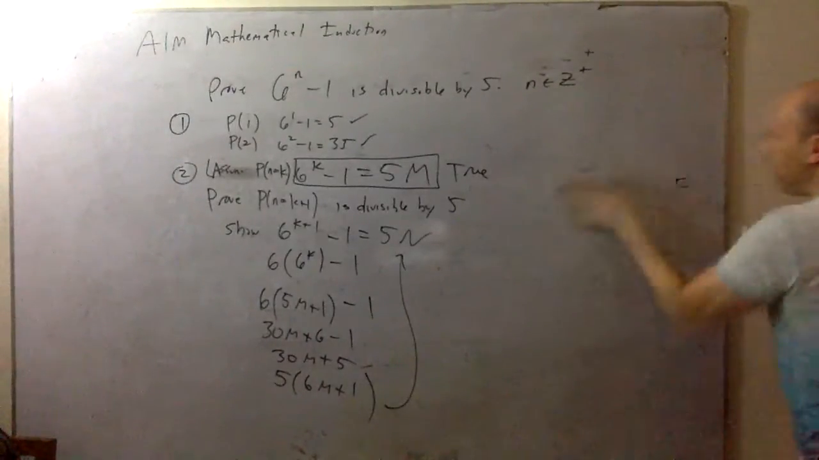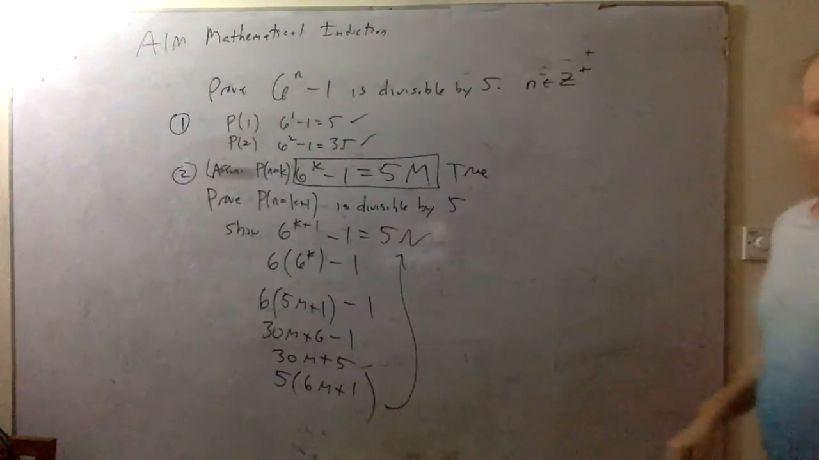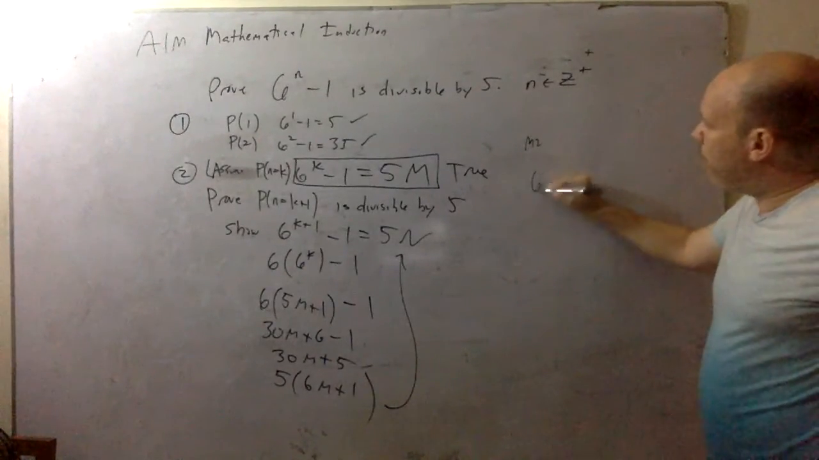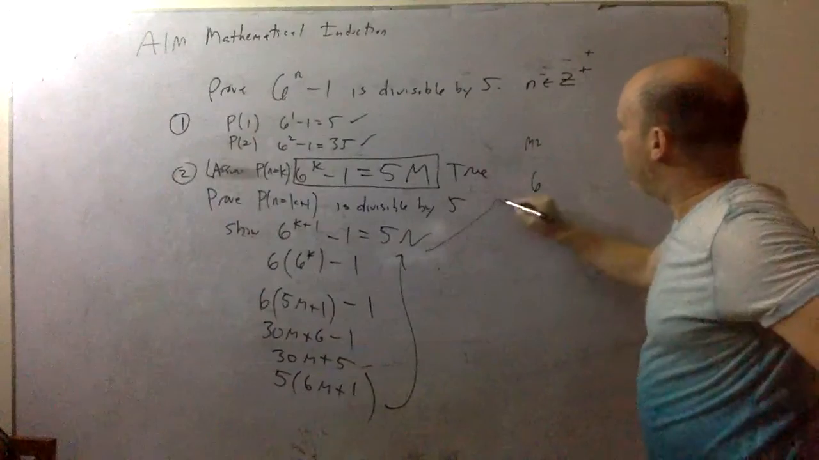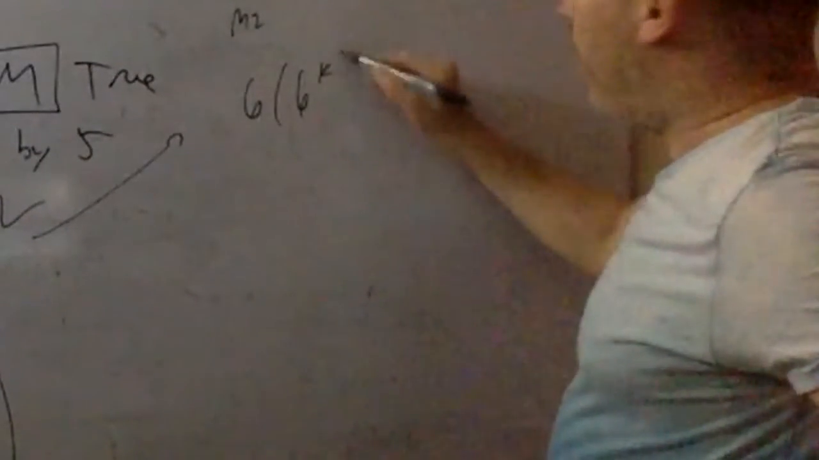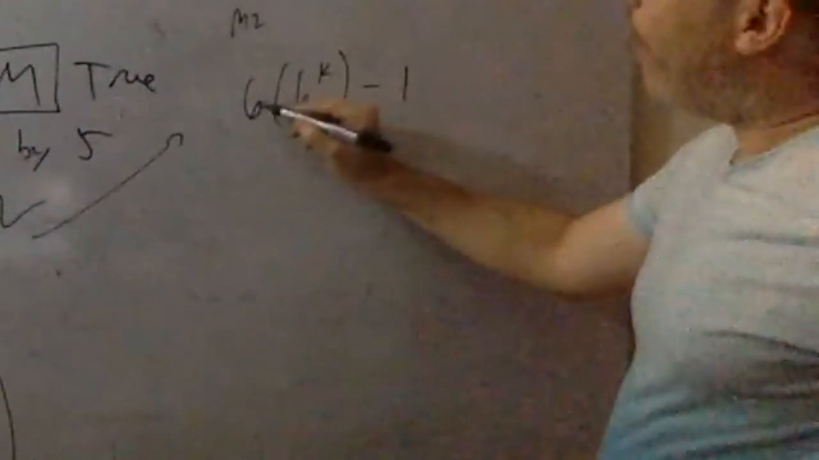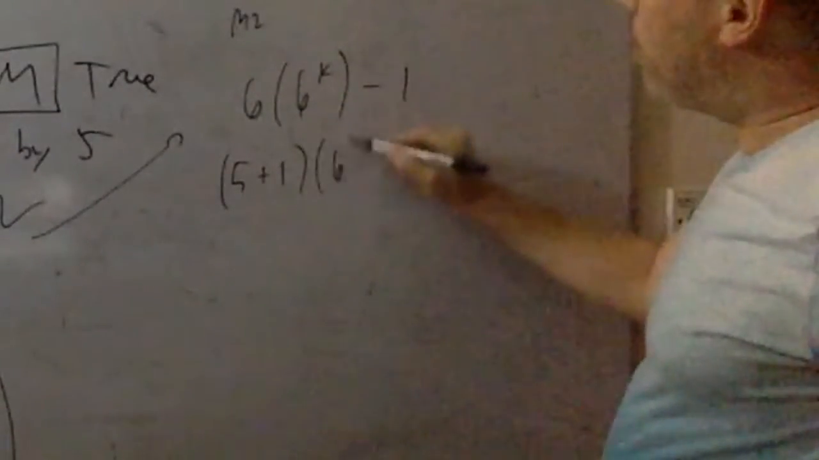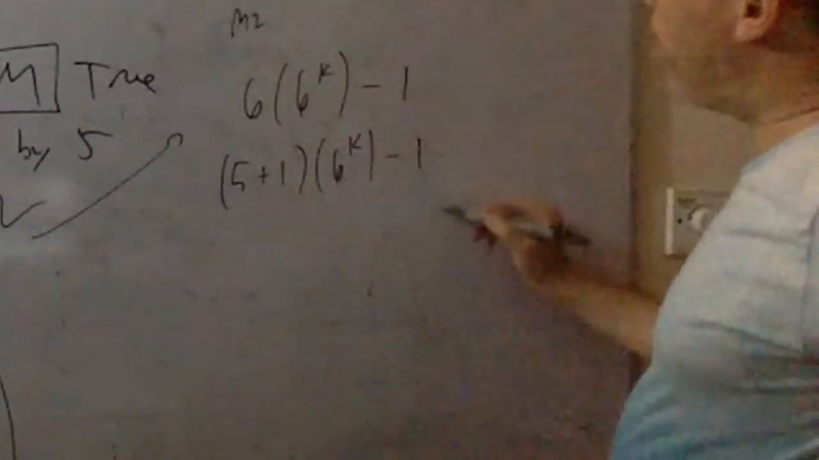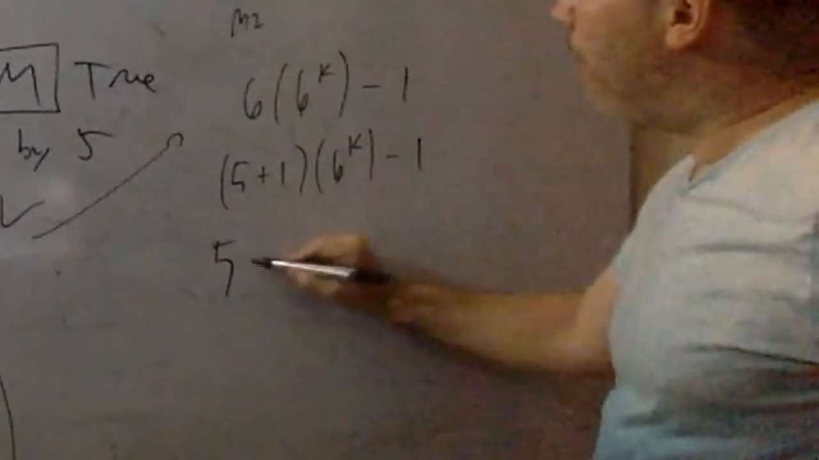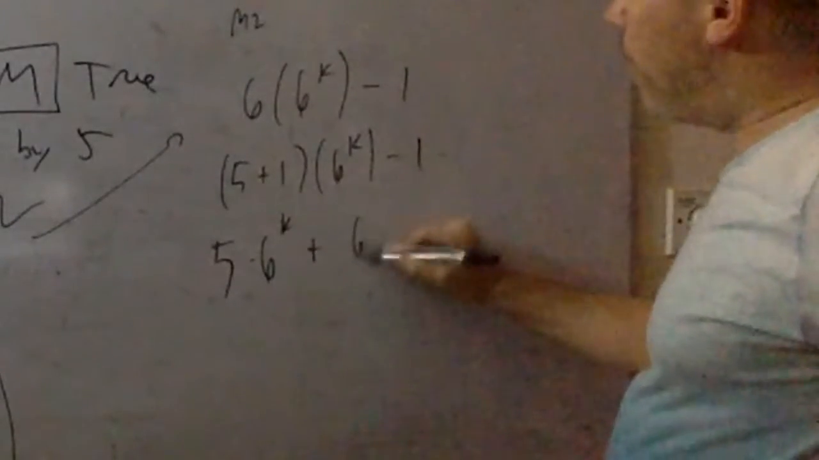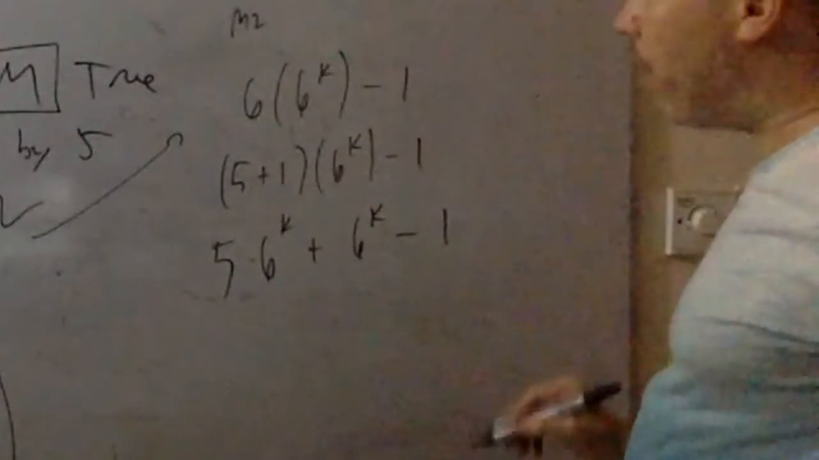Another method, method 2. You pull out the 6, so let's go over here. Method 2, pull out the 6^k minus 1. Rewrite that 6 as 5 plus 1. So 6^k minus 1. So you have 5 times 6^k plus 6^k minus 1.